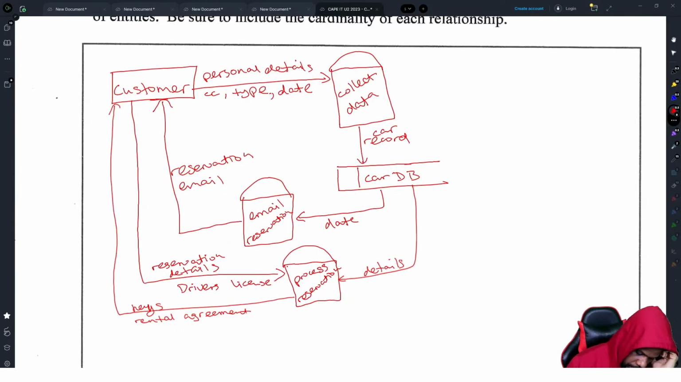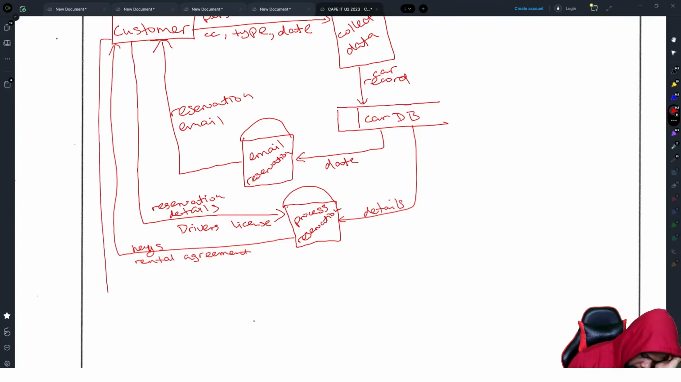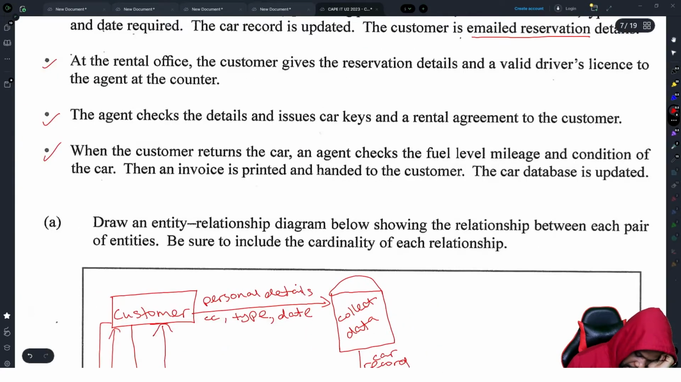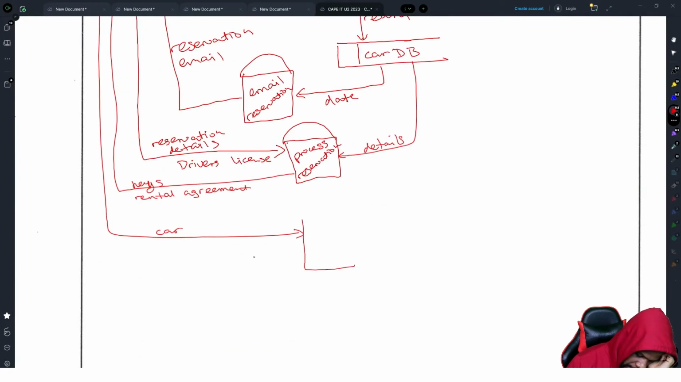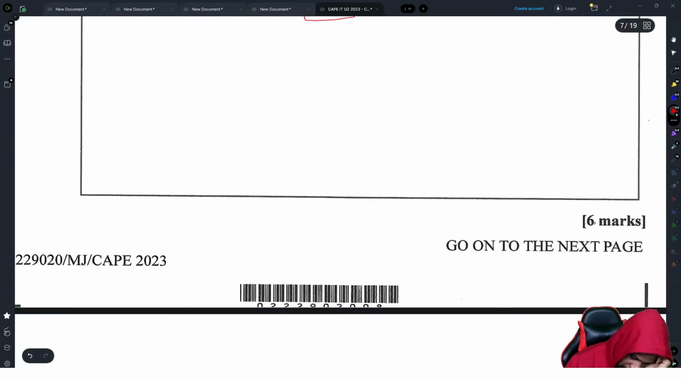It's a lot. Okay. Customer returns car. It's weird that the piece of data is a car, but you know. The agent checks the fuel level, so inspect car. How many marks is this? I'm checking to see how many marks. 6 marks for all of this?